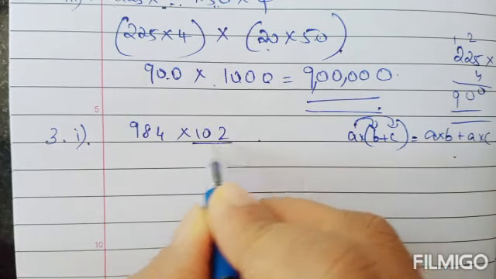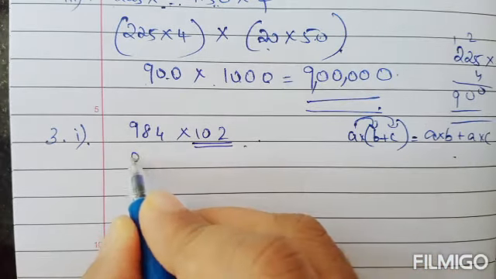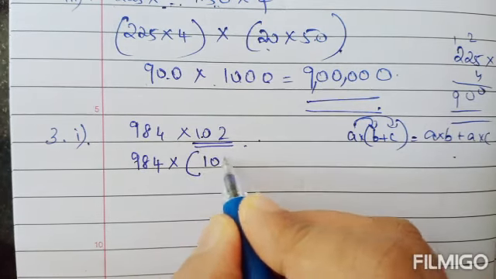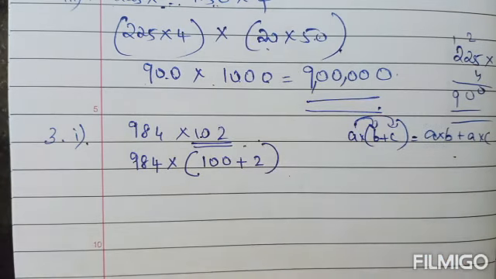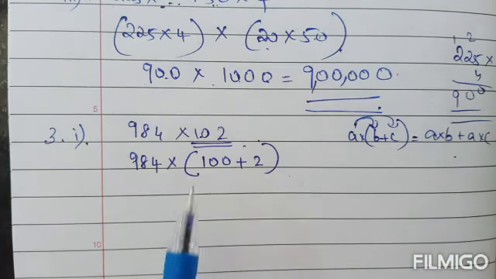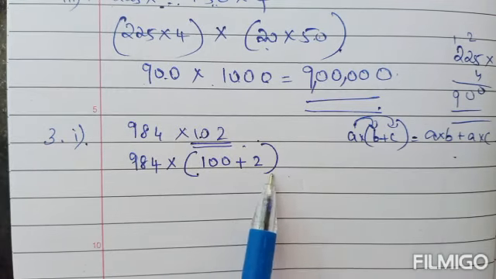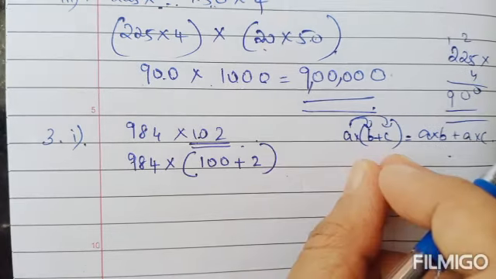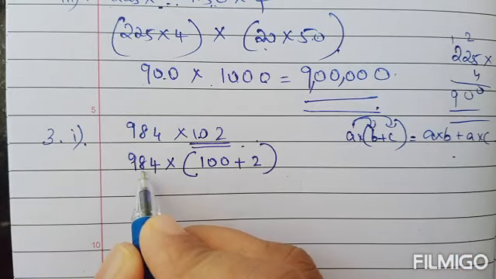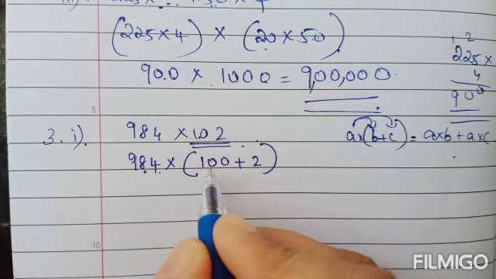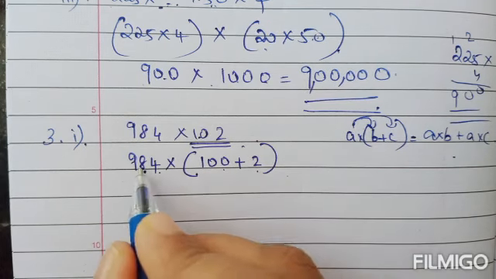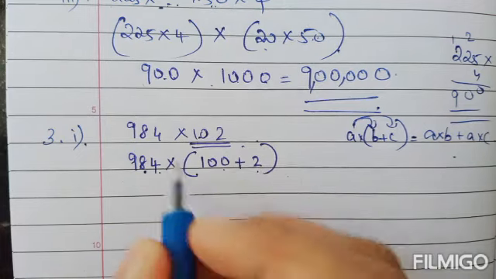So let us change 102 here. Okay, 984 into 102, how we can split? 100 plus 2. Okay, 102 we are writing as 100 plus 2 in order to use distributive law. Okay, now we can use, this is of the form A into B plus C, no? In place of A it is 984, in place of B it is 100, in place of C it is 2. Okay, A into B plus C. In that form we got.